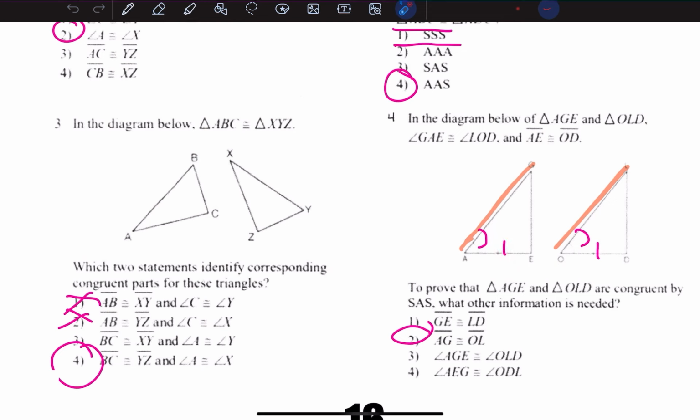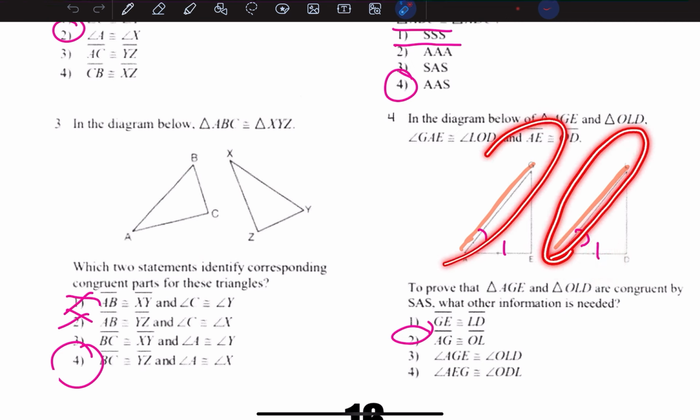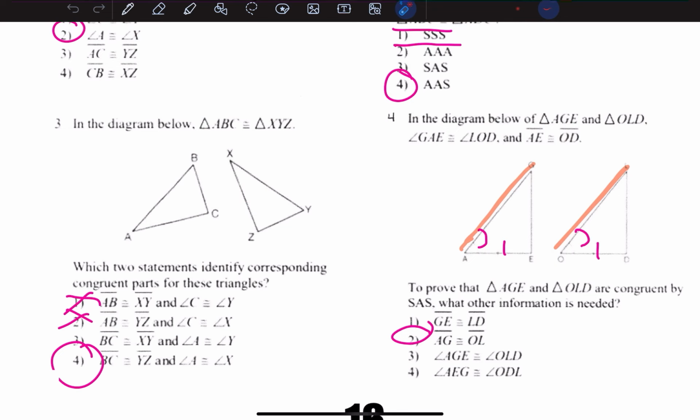Now they're saying that they want to prove their congruence by side, angle, side. So I have a side here and an angle here. I would need these two sides to be congruent in order to use that theorem. This side is AG, this side is OL. Therefore, I would need number 2 to be true in order to use that theorem.